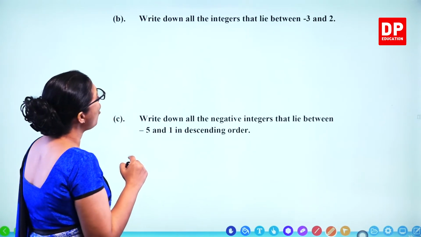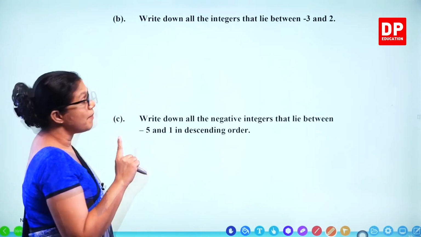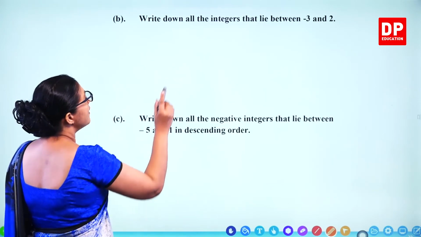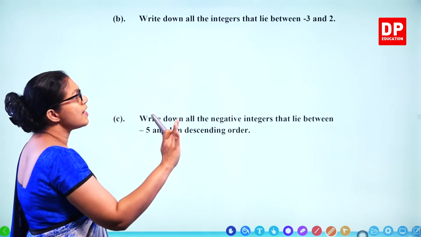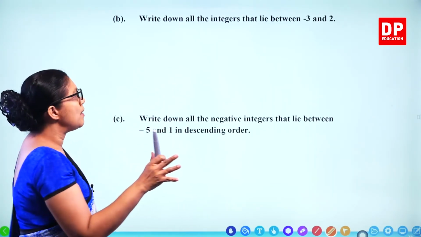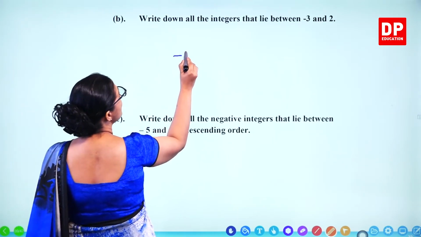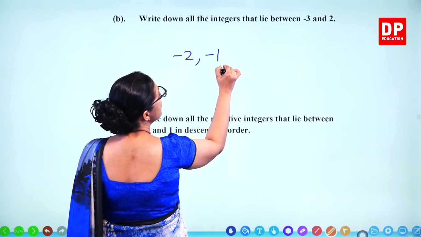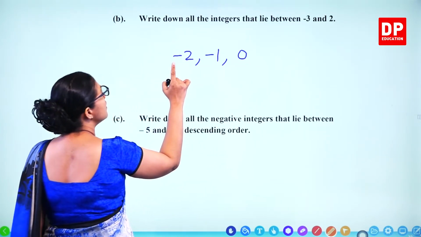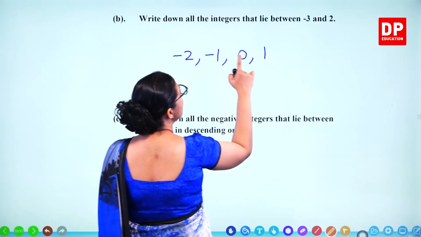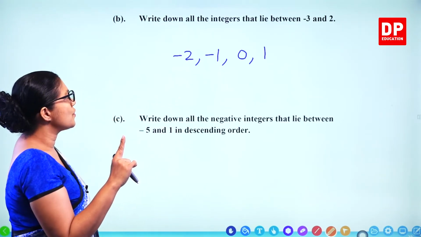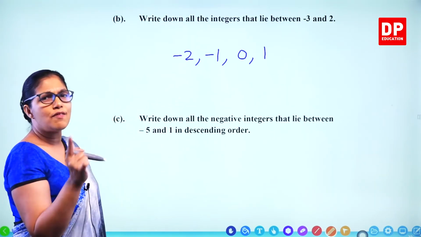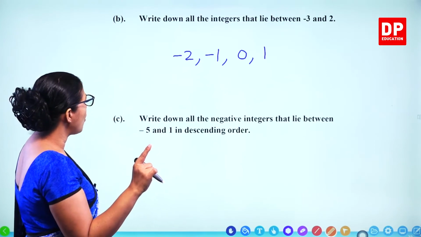Part B, write down all the integers that lie between -3 and +2. So you can't take -3 and 2. In between means the next number. So you can write -2, -1. 0 is an integer. And 1. You can't write 2 and -3. So integers, positive or negative or 0, you can write all.